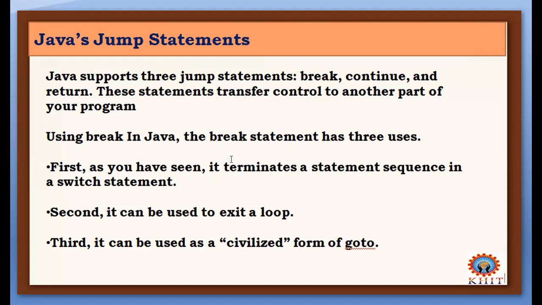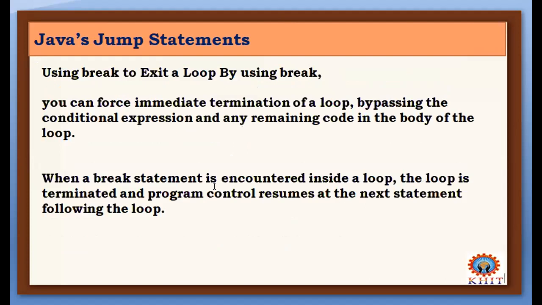Already we have seen that in the switch statement. Okay, anyhow we'll try to see an example. Some more different points for a loop. For a break, it is using break to exit a loop. So you can forcefully cause immediate termination of the loop.